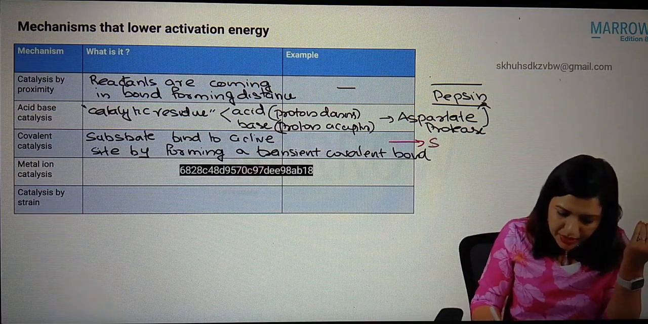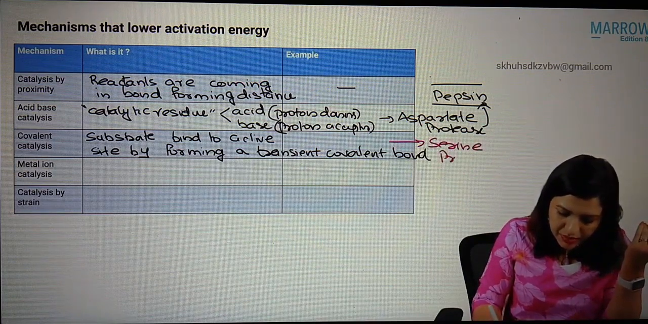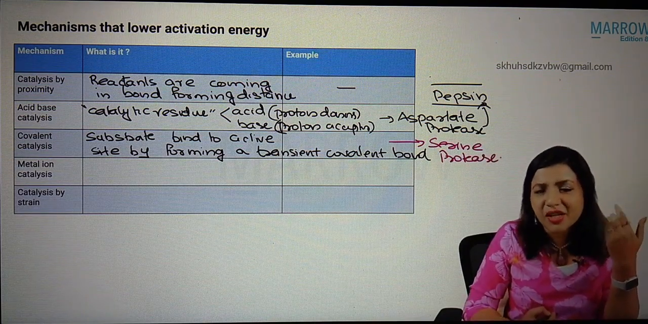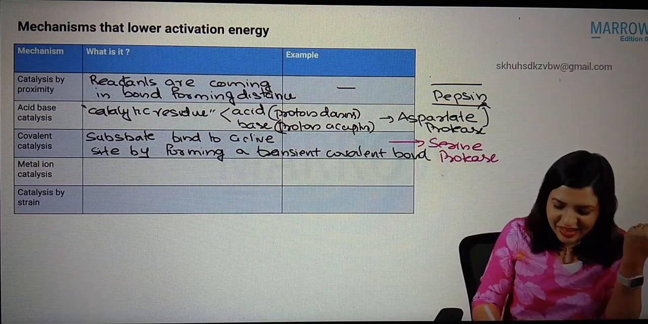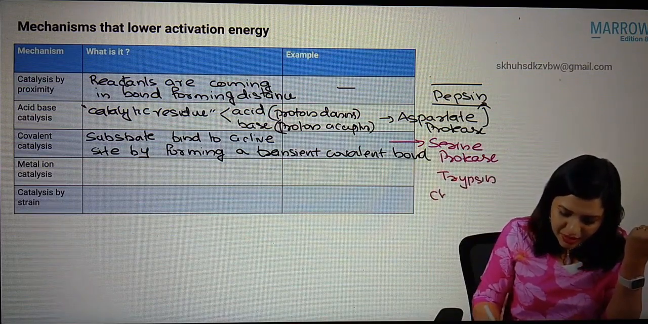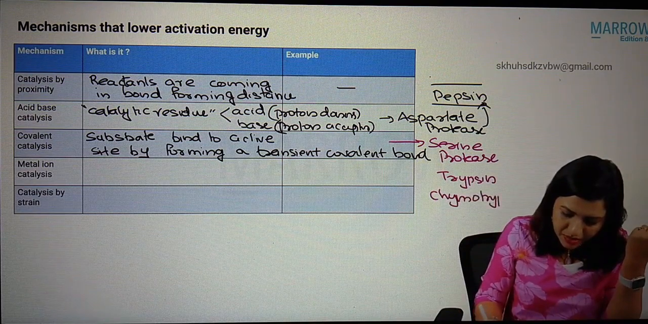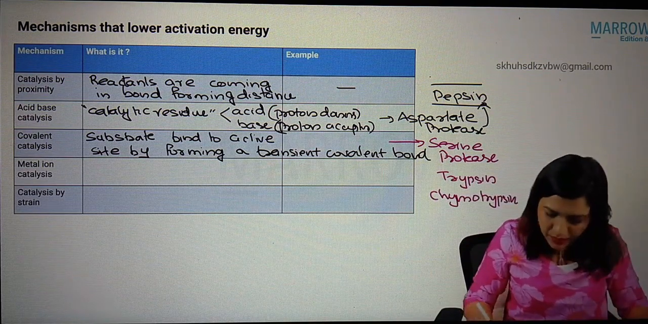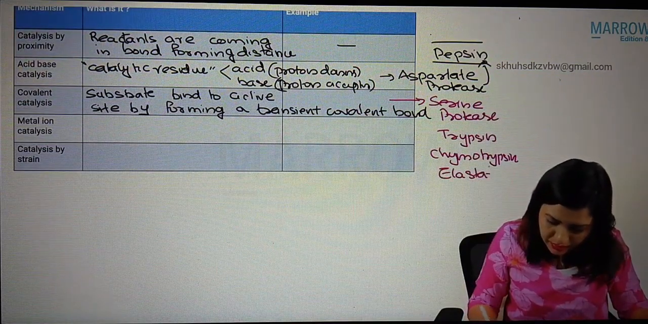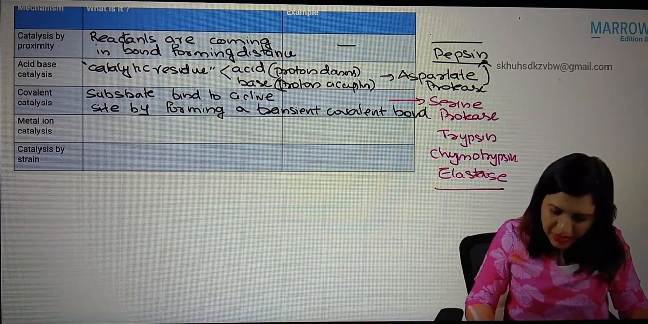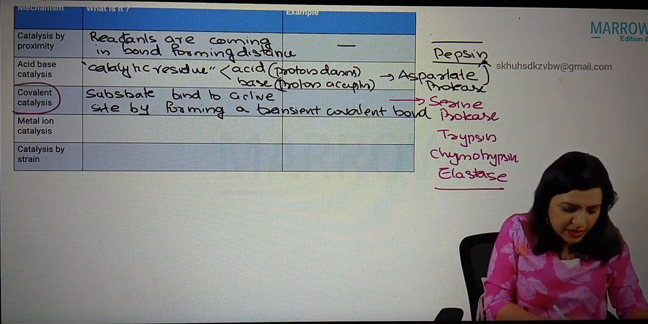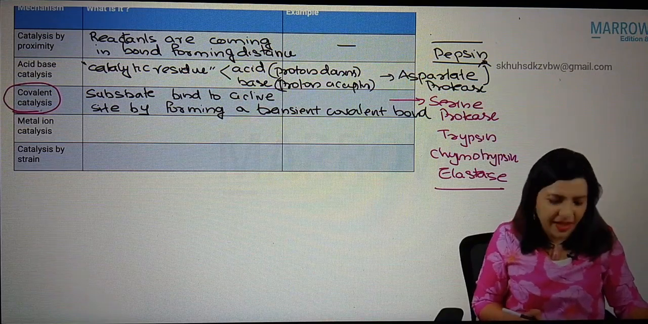An example is serine protease. Do you know any examples of serine protease? We all know them: trypsin, chymotrypsin, elastase. All these are examples of serine proteases. This is the mechanism: covalent catalysis.